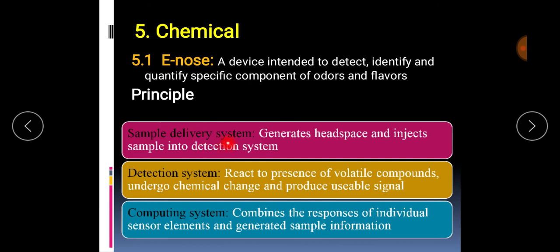How does the sample delivery system work? It generates a headspace and injects that sample into the detection system. Headspace means some space is created, and in that space some flavor will be there, and that flavor or sample will be injected into the detector, and the detection system reacts to the presence of volatile compounds, undergoes chemical changes and produces usable signals.